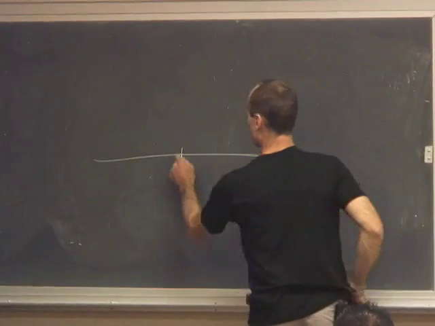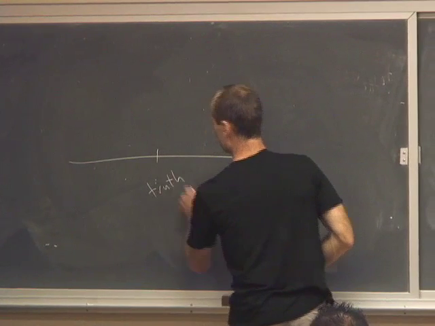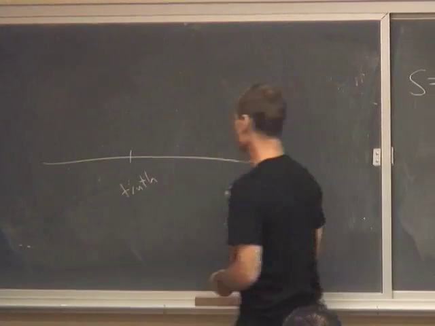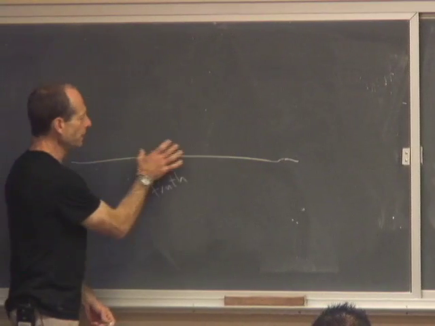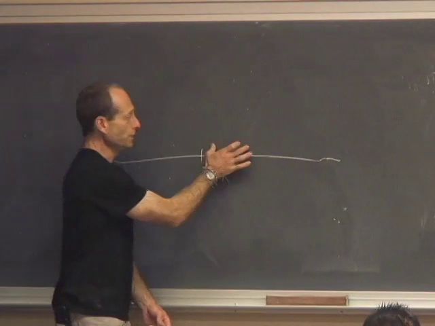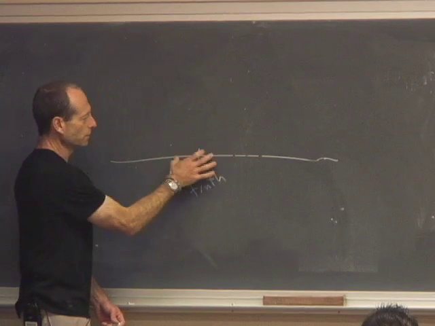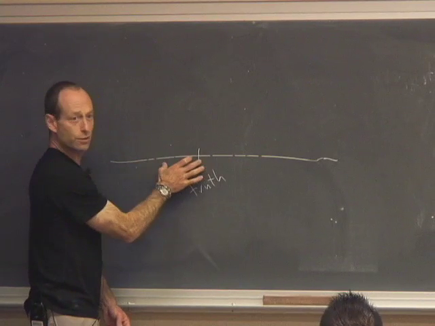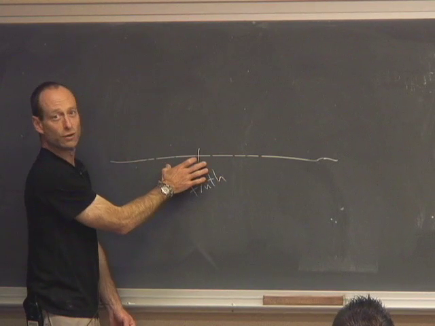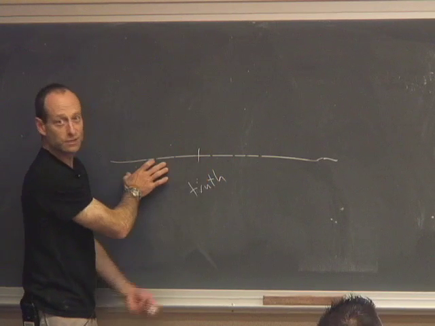Here is the true value of the parameter. So this is truth. And we're going to give an interval as our estimate. And the interval is going to depend on the random sample. So the interval sometimes is going to be way out here, sometimes in here, sometimes down here. When the interval includes the truth, the interval is said to cover the parameter value. When the interval doesn't, it doesn't cover.